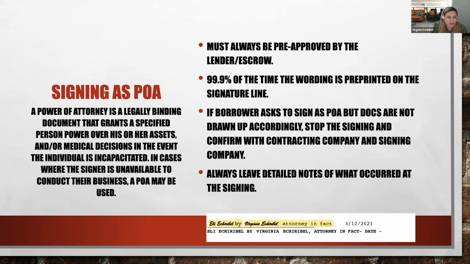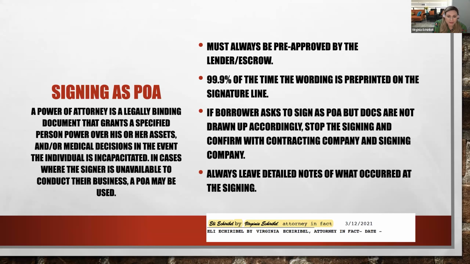Right. So let's talk about POA signings a little bit. So what is a POA if you're brand new and never heard of one? A power of attorney is a legally binding document. It grants a certain person power over another person's assets, medical decisions, all sorts of items, in the event the person is incapacitated or unable to sign or make certain decisions. In cases where the signer is unable to conduct their business, maybe there is a medical issue, or maybe they're out of the country or in the army, there are all sorts of reasons a POA may be used, but it must be approved by the lender.